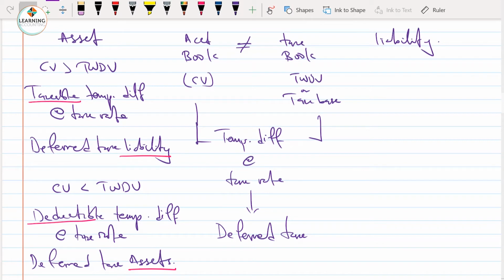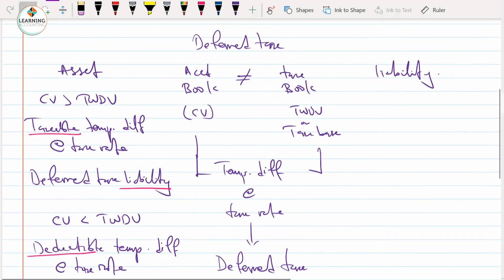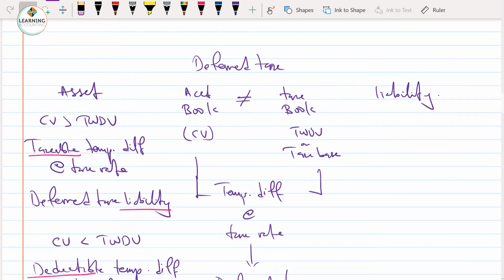So in respect to the asset section of a financial statement, when you have your carrying value greater than the tax written down value, you perceive that the tax authority is being owed by the client or by the organization paying taxes. In that case, a taxable temporary difference comes to light, and application of this tax rate gives rise to the deferred tax liability. On the other hand, for a liability, if the carrying value is greater than the tax written down value, then this gives rise to the deductible temporary difference.